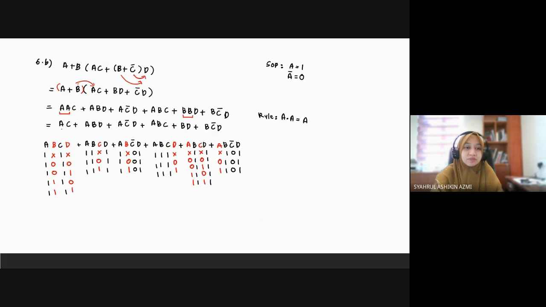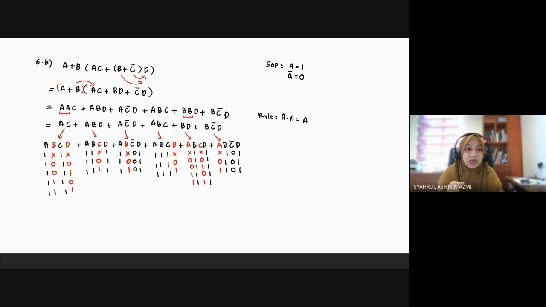So look up for the missing variables. In this case, we know that the variables that we should have is 4, which is A, B, C, and D. So look up for the missing variables. For the first term, AC, it's missing B and D. For the second term, ABD, missing C. For the third term, missing B. For the fourth term is missing D. For the fifth term is missing A and C. And for the sixth term is missing A.